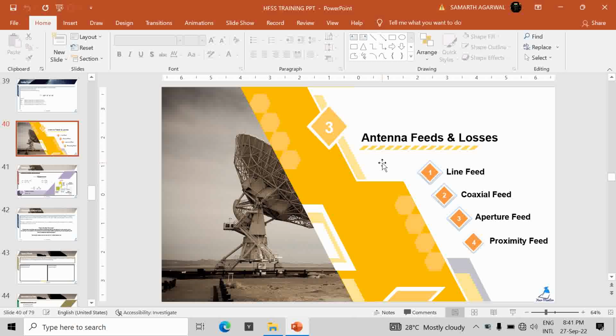These feeds come in three to four types: line feed, coaxial feed, aperture feed, and proximity feed. So we will discuss all of these one by one.